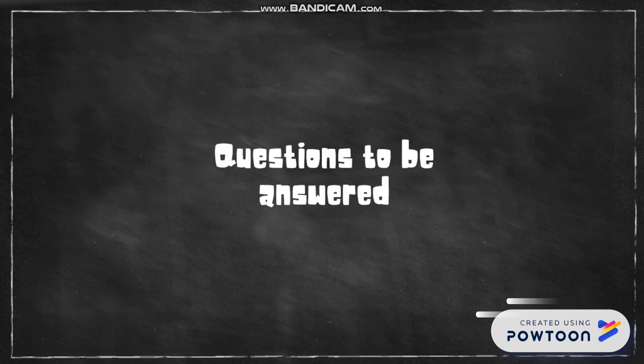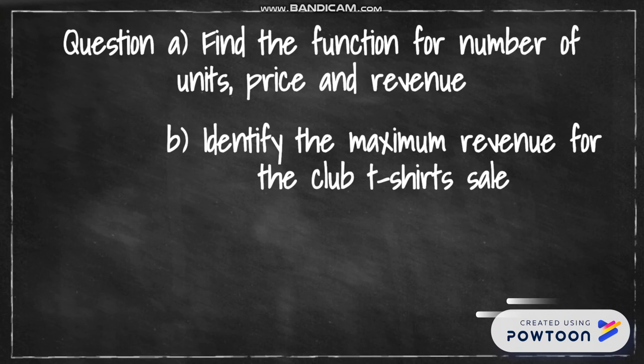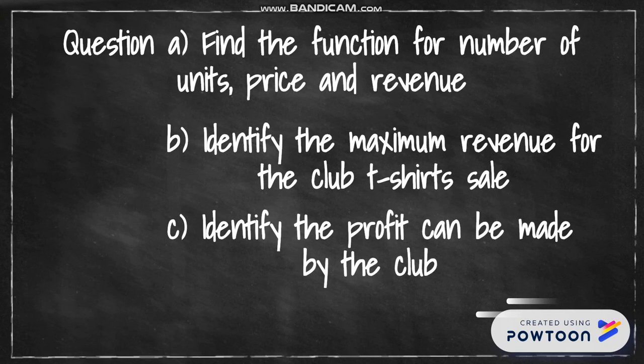The club is aiming for 50 orders in the sales. Questions to be answered are: A. Find the function for the number of units, price, and revenue. B. Identify the maximum revenue for the club t-shirt sale. C. Identify the profit that can be made by the club.